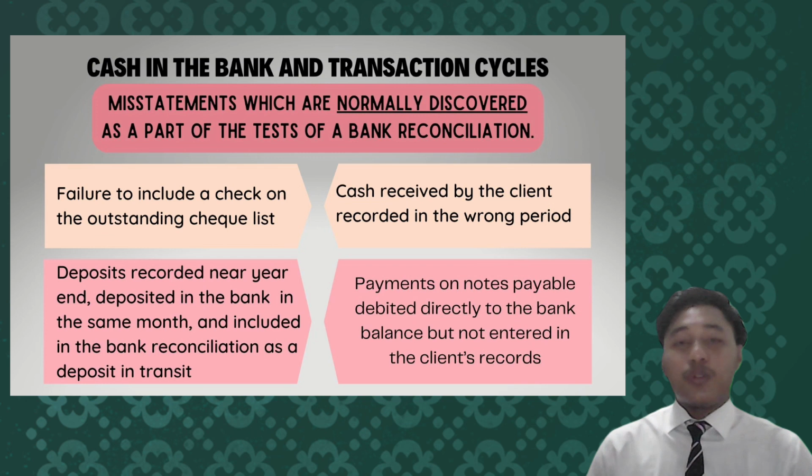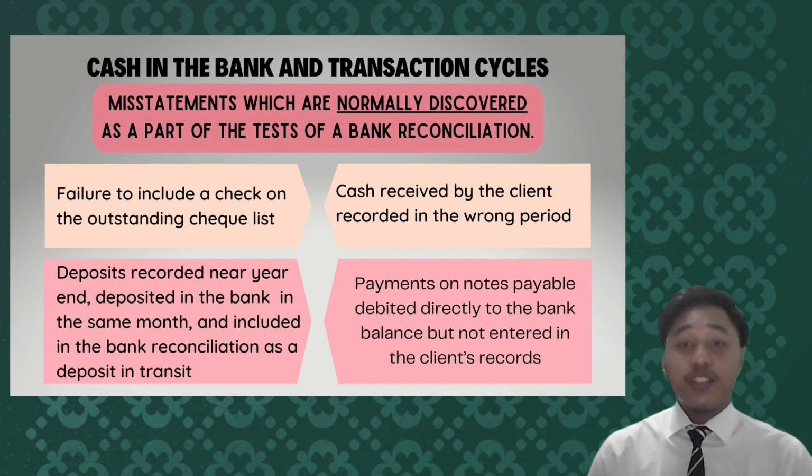Some of the misstatements can be found when the auditor is doing an audit of the bank reconciliation. These are the misstatements which are normally discovered as part of the test of bank reconciliation. Firstly, failure to include a check on the outstanding check list. This refers to uncleared checks, checks that have not cleared even though they have been recorded in the cash disbursement journal.